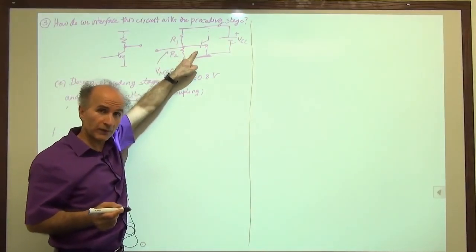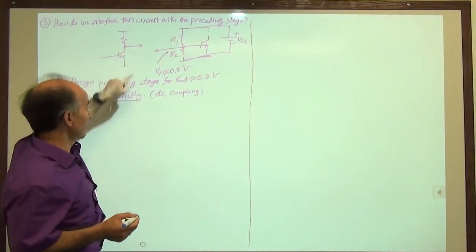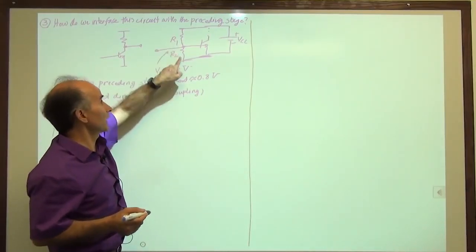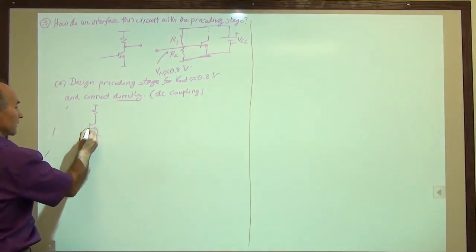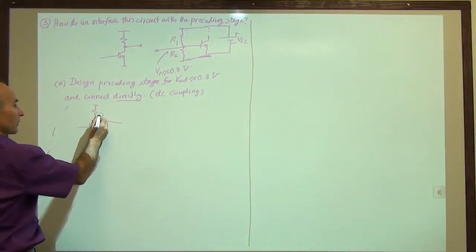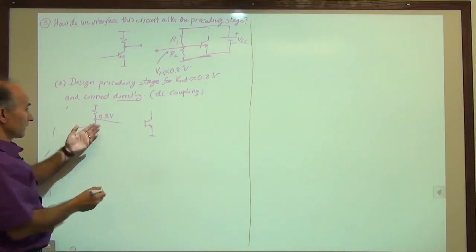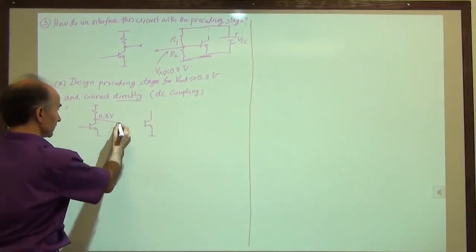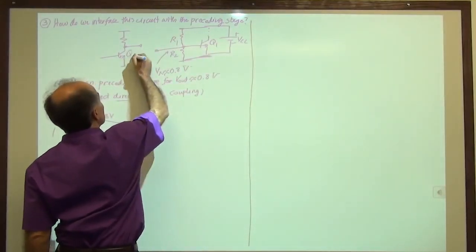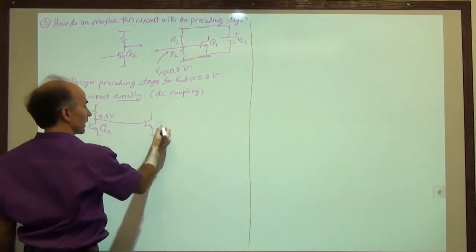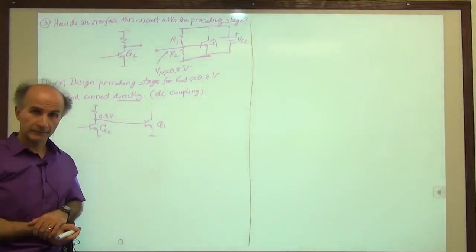No, because the 0.8 volts that this base needs is already available from the first stage. So if we are doing DC coupling, we don't need R1 and R2 anymore. The circuit simplifies to this. We have the previous stage here, designed to have 0.8 volts, and then the next stage, which needs 0.8 volts. Good. So we just connect them directly, and everyone is happy. Let's call this Q1, Q2. So that's one possibility. Very simple and very nice.